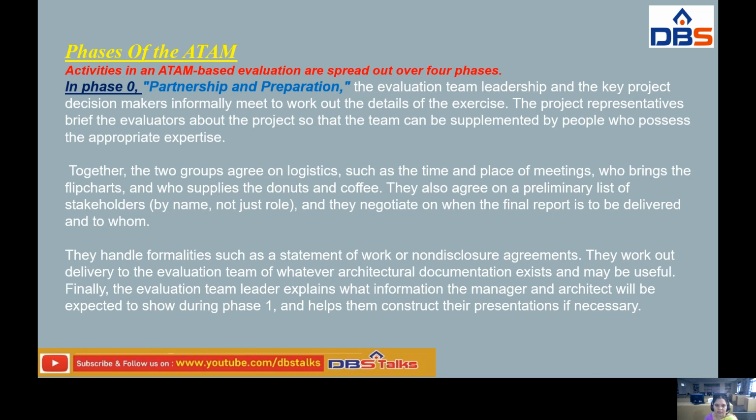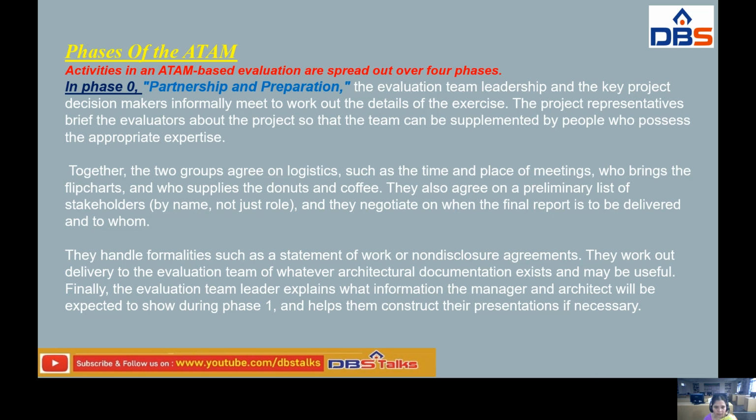Next, they handle formalities such as a statement of work or non-disclosure agreements. In this phase they handle formalities. What are the formalities they have together apart from the project logistics, according to the rules? Formalities such as statements of work, which type of work and which type of statements we need to provide, and non-disclosure agreements, the agreements between them to deal with the project, prepare it and evaluate it. They can handle these, and they work out delivery to the evaluation team of whatever architectural documentation exists and may be useful.